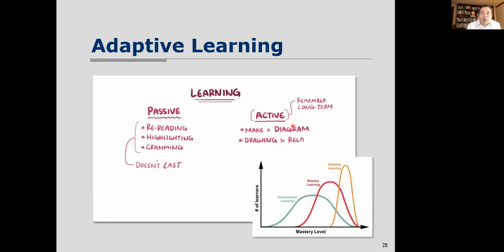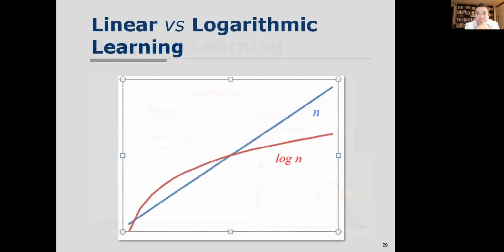So what is this active learning? What does that actually mean? What does it mean to make a diagram? So I will describe a concept to you that's very important. And I call it the difference between linear versus logarithmic learning. So here are two lines. Blue line is linear, and the red line is what we call exponential or logarithmic. On the y-axis, we will describe this as the number of brain cells used, more specifically, the number of brain cells used.